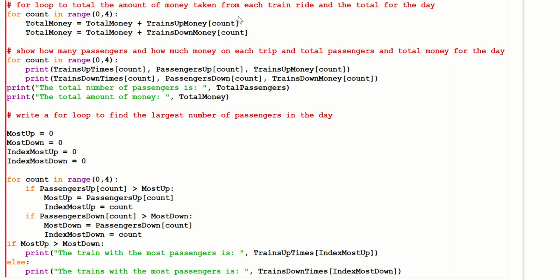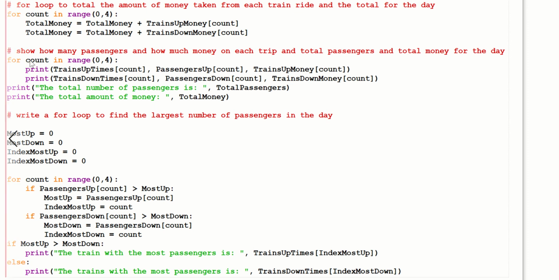So count equals 0, and then count equals 1, then 2, then 3. So it would add the chains up money to the total money. It would do this 8 times, so 4 for up and 4 for down. It would do the up one first and then down, and then again up and then down, and keep doing it 4 times.